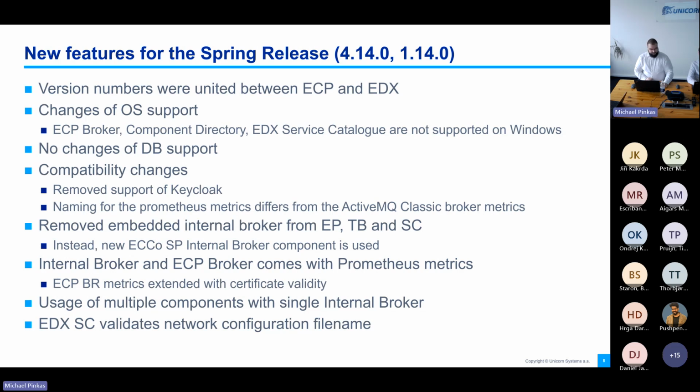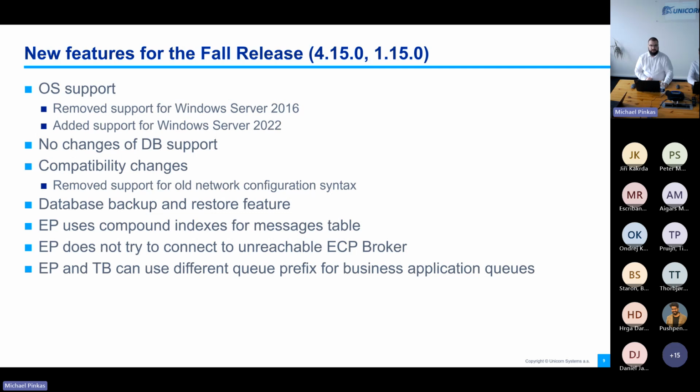So there are probably no questions, so we can continue with the new features for the fall release. The version numbers are ECP 4.15 and EDX 1.15. Regarding operating system support, the support for Windows Server 2016 was removed, and instead we added support for Windows Server 2022.